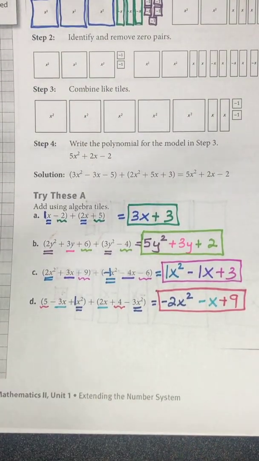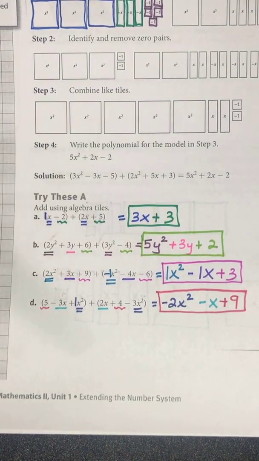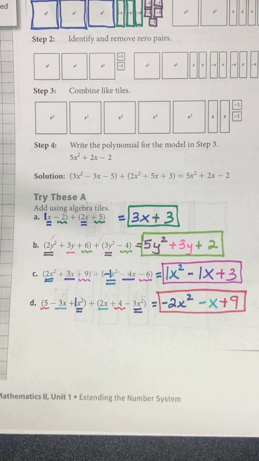So what I did here, when I was combining like terms, you know how I started with the term that had the highest degree, and then I would write that? Well, whenever you go from highest degree down to lowest degree, that's called standard form. And you are always supposed to write your answers in standard form.